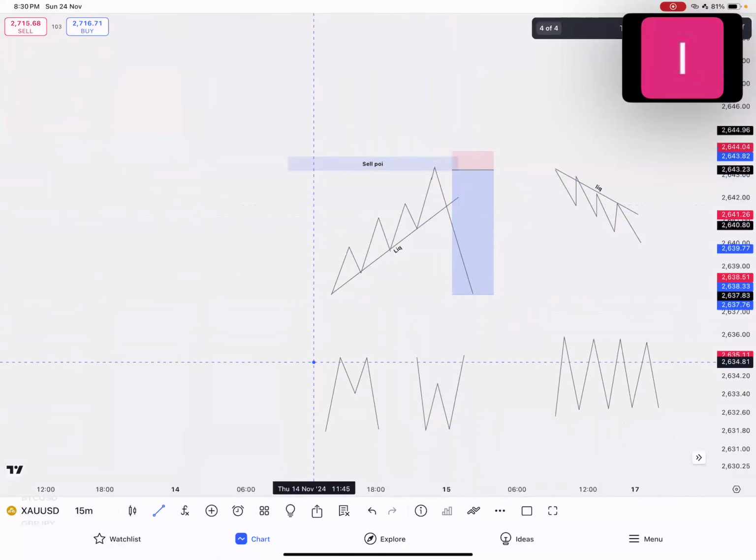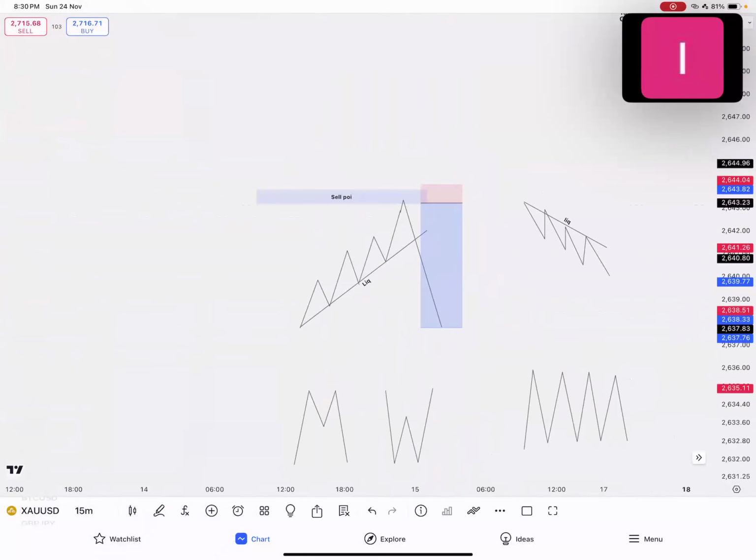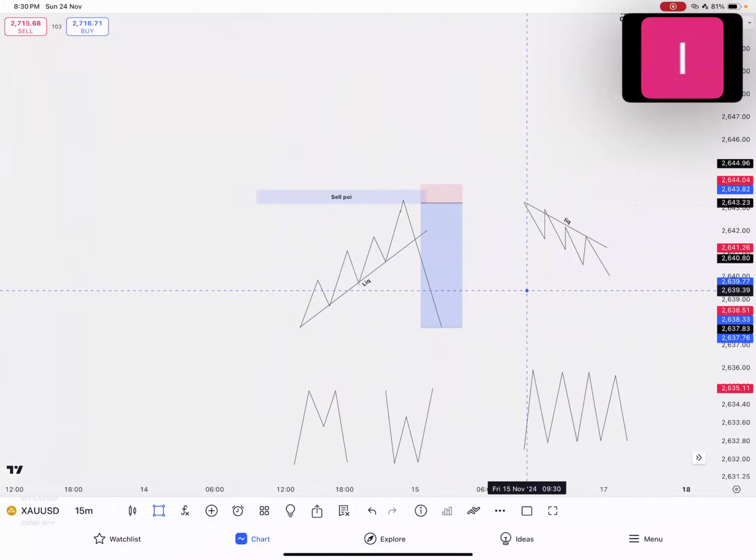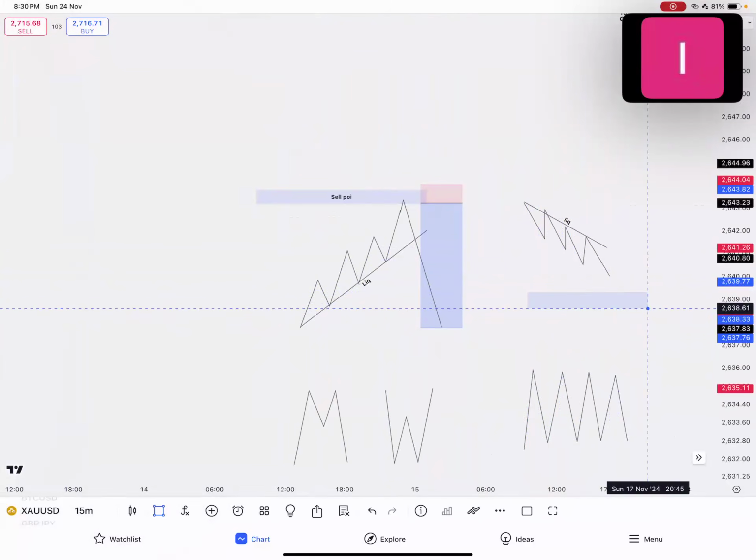Same as market being on a downtrend. Say, for example, you have a buy point of interest here. I will name this buy POI.